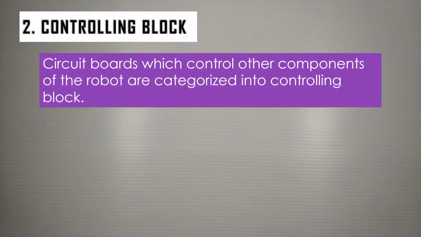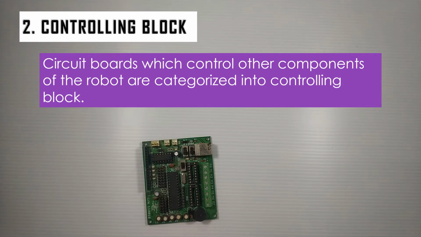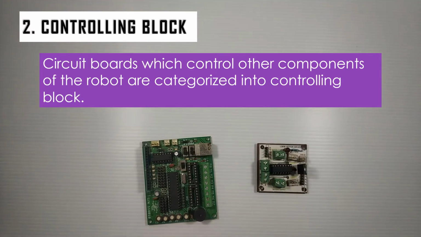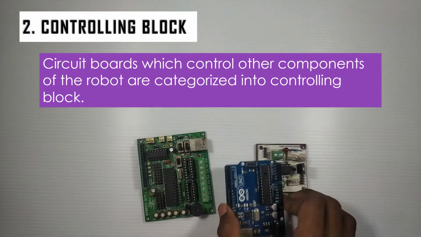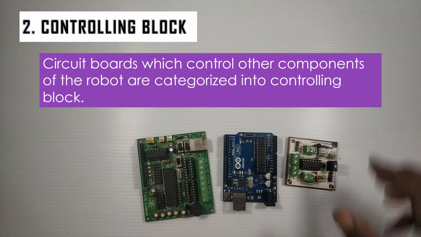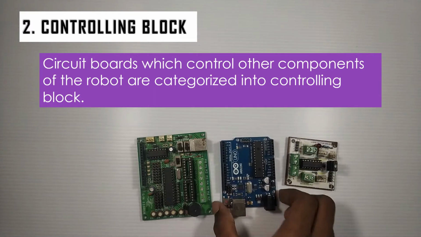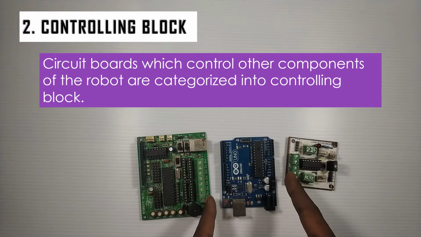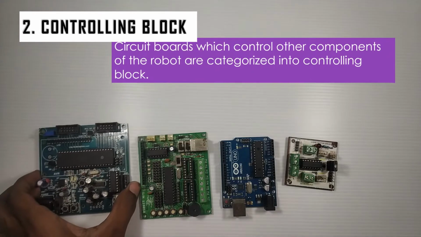Now let's go to the second block, that is controlling block. Each robot consists of a unit which controls its own machinery, electronics, motors, sensors and other devices connected to the robot. Basically, this unit is a simple microcontroller chip or a programmer board or a motor controller unit. Usually, a software program is written in these units and all other devices are connected to this unit only by using external connection pins. So here we have a few example boards.